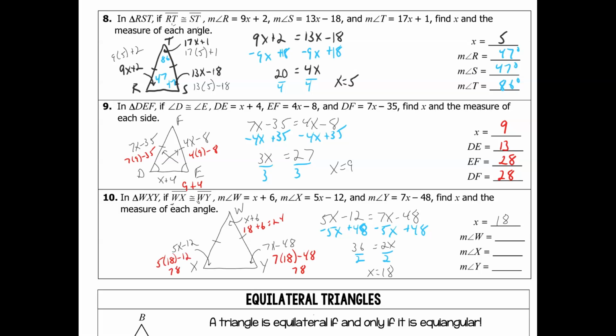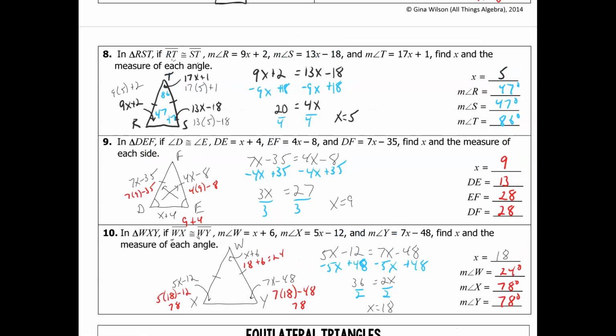Okay, so I got the base angles being equal like I expected. So x and y are both 78 degrees. And the vertex angle is 24 degrees. And if you add them up, they should add up to 180, and they do.